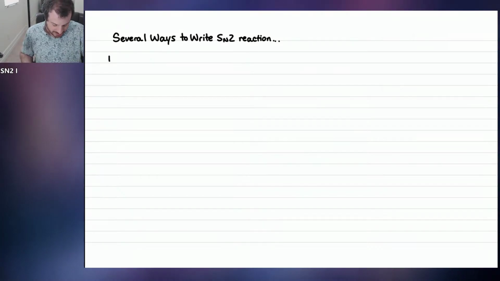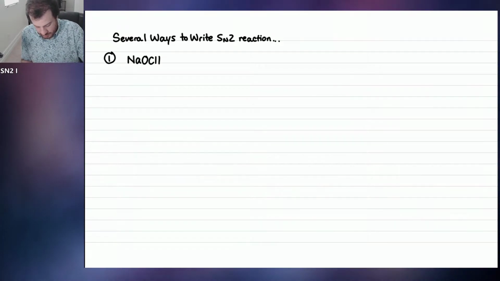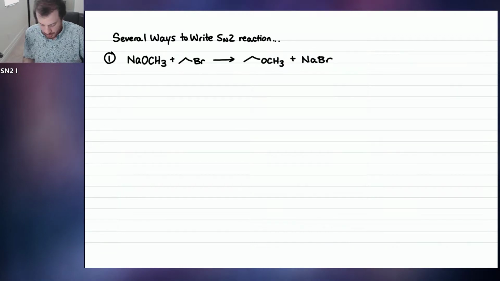Okay, let's take a look at 3 different ways to represent the exact same reaction. I could have sodium ethoxide plus ethyl bromide produces this ether plus sodium bromide. Notice in this case, I'm actually drawing in the spectator ion of sodium. We'll talk about that in a second.